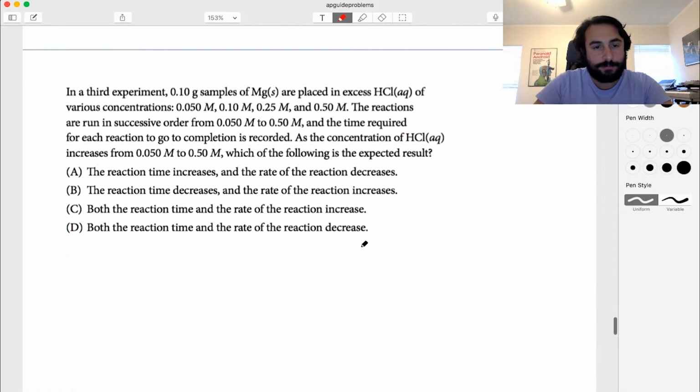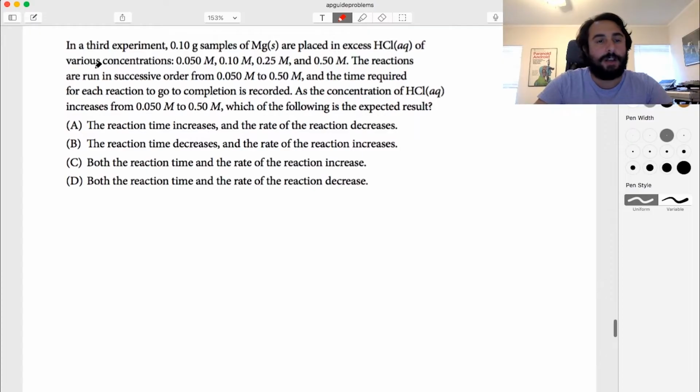So that's that one. And then finally, we want to talk about, if we're doing a third experiment, we've got 0.10 gram samples of magnesium, and we're placing these in excess hydrochloric acid of different concentrations. So 0.05 molar, 0.1 molar, 0.25 molar, and 0.5 molar. The reactions are run in successive order from 0.05 to 0.5, and the time required for each reaction to go to completion is recorded. As the concentration of hydrochloric acid increases, which of the following is the expected result? So reaction time, increase or decrease, and the rate of reaction, increase or decrease.